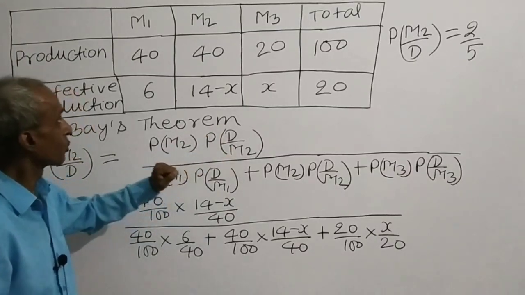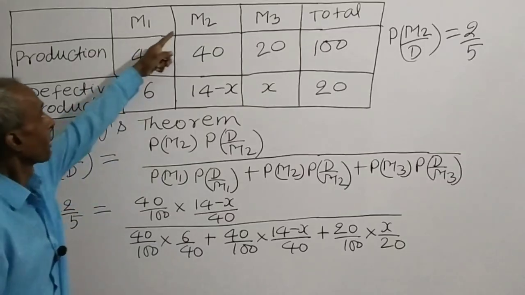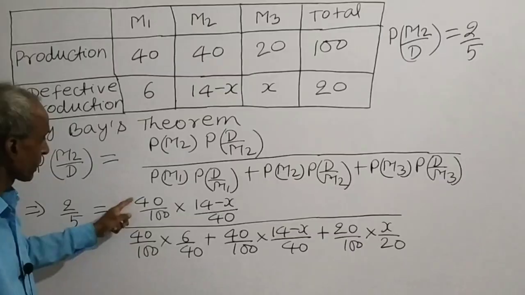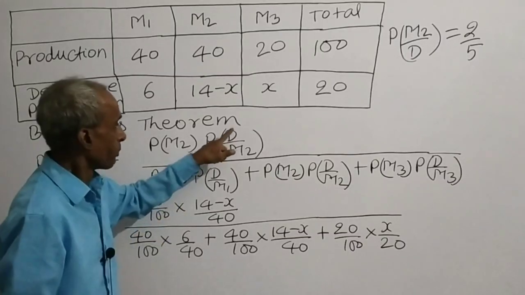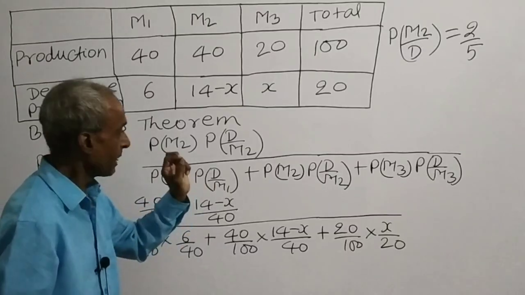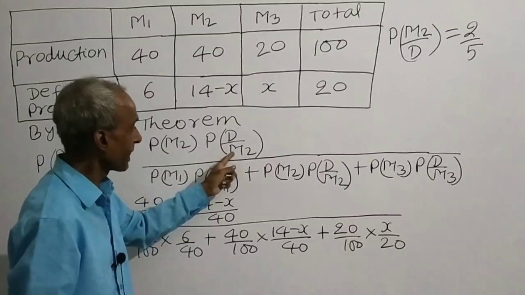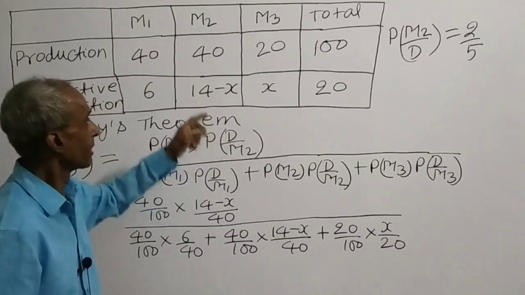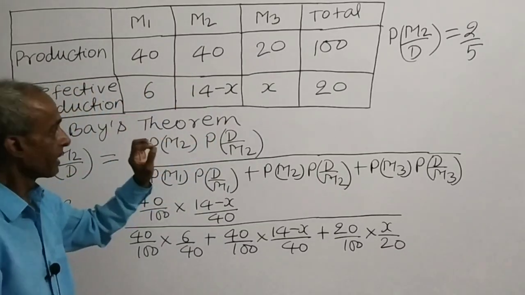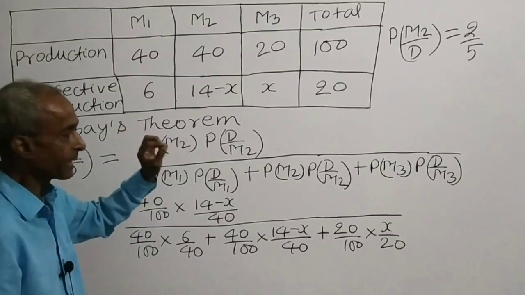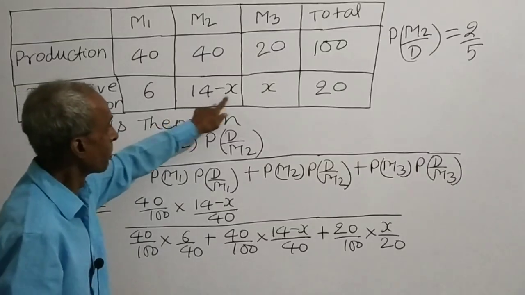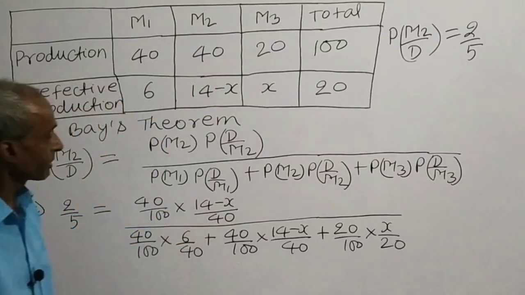Probability of M2 is 40 by 100. Probability of D given M2: if a bulb produced by M2 is selected, then the probability that this bulb is defective will be equal to 14 minus x by 40.